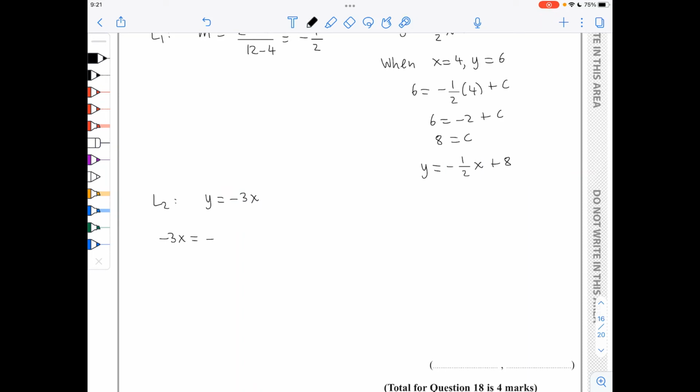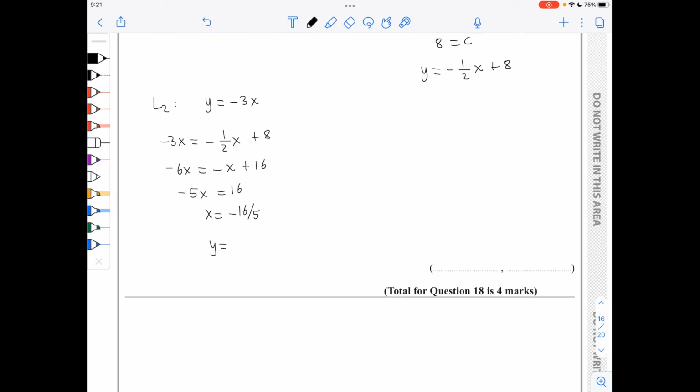-3x is -1/2 x plus 8. I will multiply everything by 2 to get rid of the fractions. And I get -5x is 16. So x is -16/5. That's the x coordinate. y is -3x, which leads to 48/5. So the point is (-16/5, 48/5).